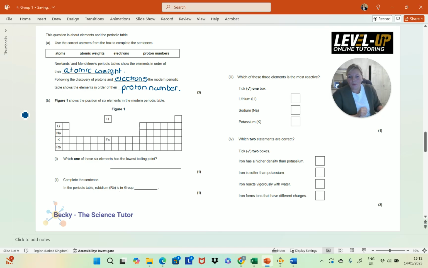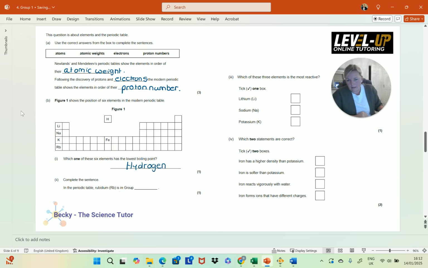We've got a little section then of the periodic table, and it says which one of these 6 elements has the lowest boiling point. Now this is almost testing you a little bit because we've talked about the fact that group 1 have low boiling points in comparison to transition metals. So iron is a transition metal, however we've got hydrogen labelled there. Hydrogen is a gas, therefore it will have the lowest boiling point. Okay, so we're going to go hydrogen.